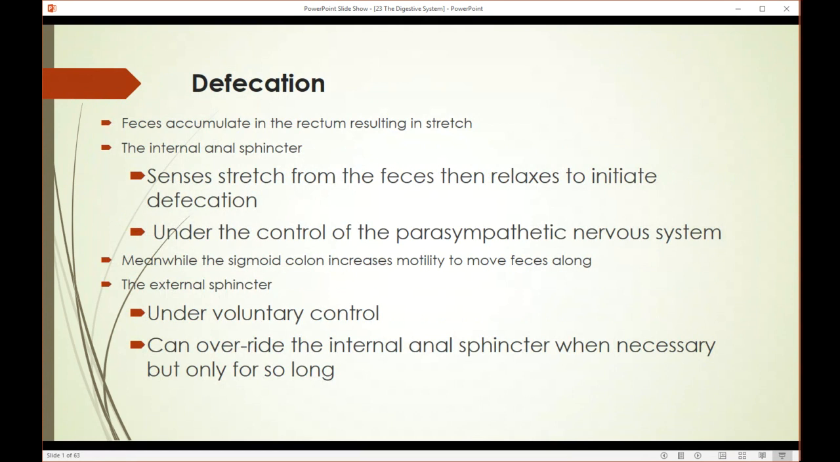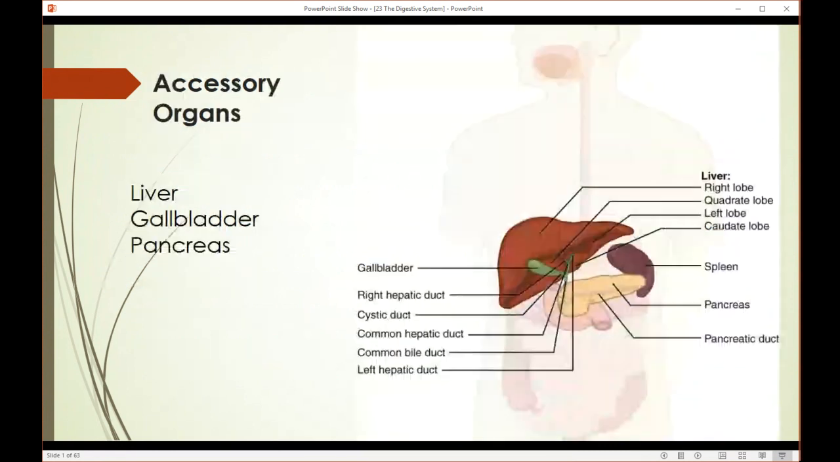The feces are going to accumulate in the rectum, and that results in the feeling of a stretch, okay? And so the internal anal sphincter is going to sense that stretch. It's going to relax to initiate defecation. This is under control of the parasympathetic nervous system, right? Rest and digest. In the sigmoid colon, it's going to use the motility so that we can move the feces along. And then the external sphincter is under our voluntary control. You can override the internal anal sphincter when necessary, but only for so long. When you have to go, you have to go.